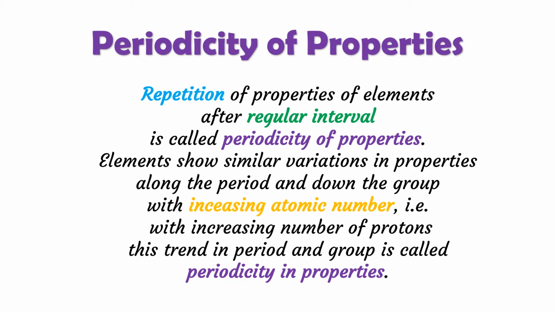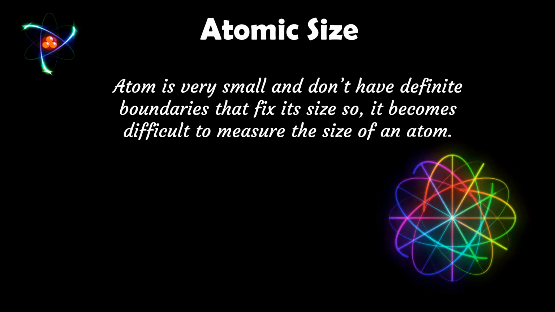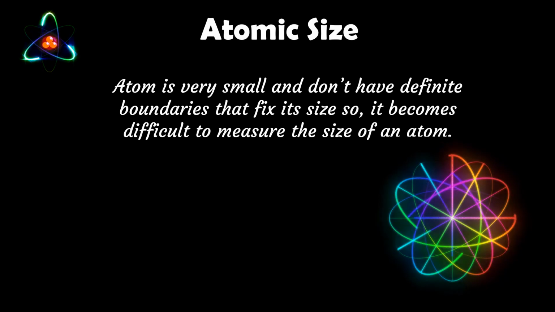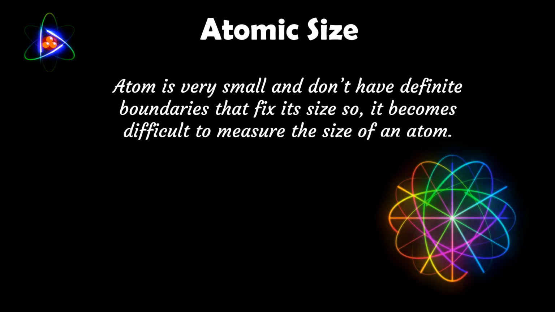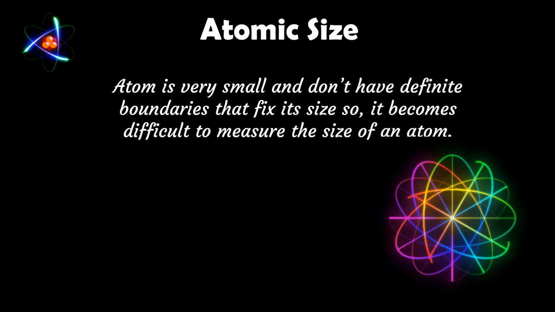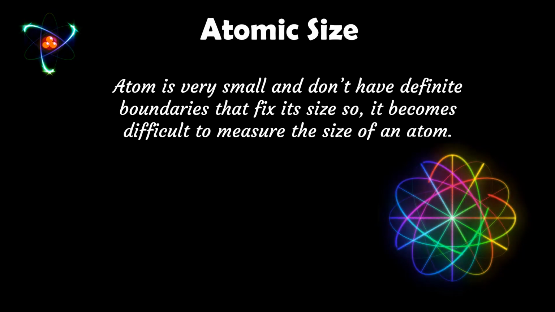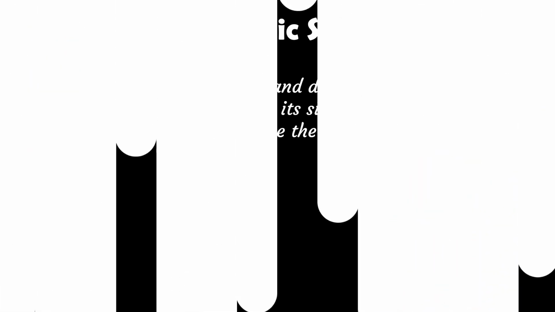Let's see how we can measure the atomic size and what is the periodicity of property in atomic size or radius of an atom. As you know, an atom is very small and doesn't have definite boundaries that fix its size, so it becomes very difficult to measure the size of an atom. Then how to measure atomic radius or atomic size?